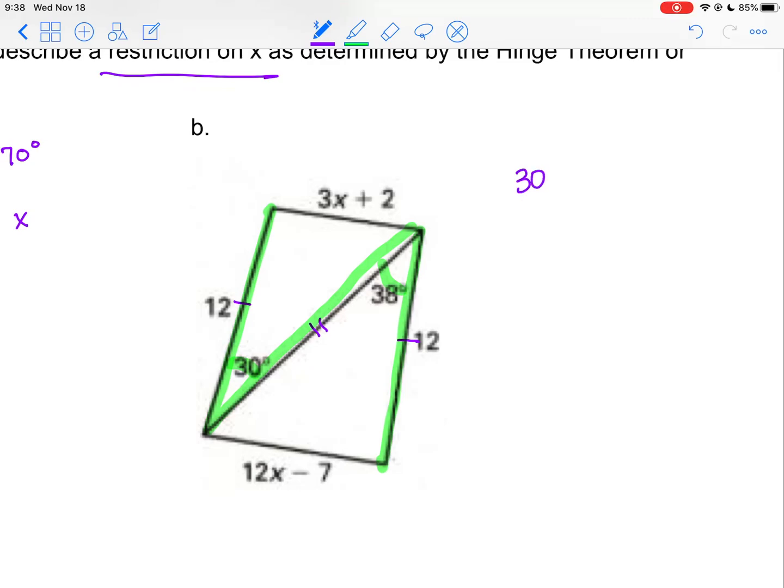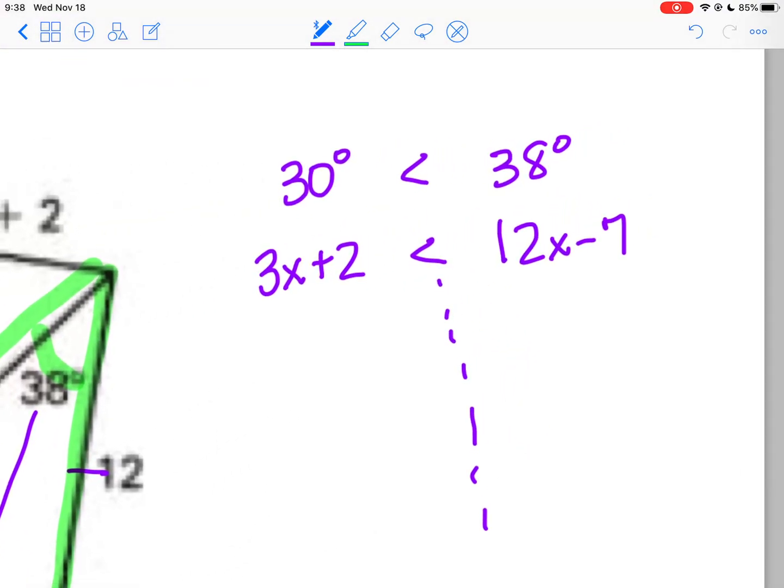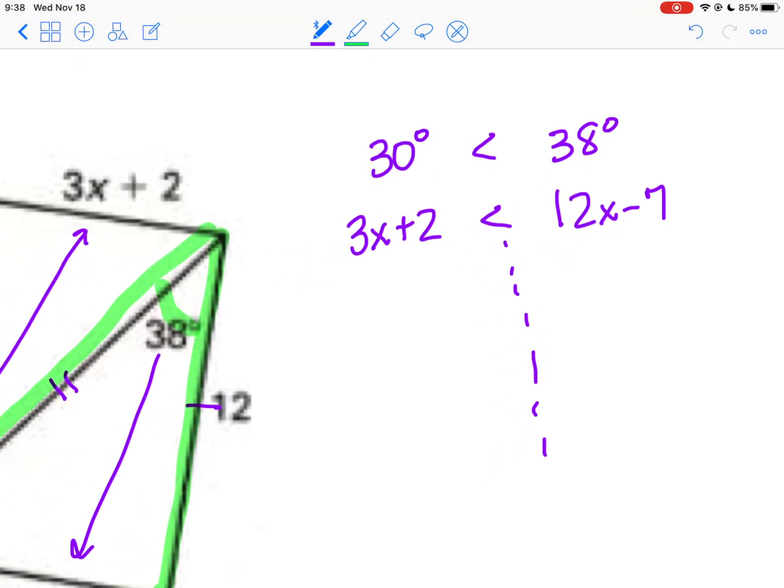So to help me set this up, the 30-degree angle is across from 3x plus 2, and the 38-degree angle is across from 12x minus 7. So since 30 degrees is less than 38 degrees, 3x plus 2 will be less than 12x minus 7. We're going to solve this equation, and solving inequalities works the same way as solving equations. It's just that if you multiply or divide by a negative number, the inequality has to switch directions. All right, so we follow our steps just like we would for solving a multi-step equation.